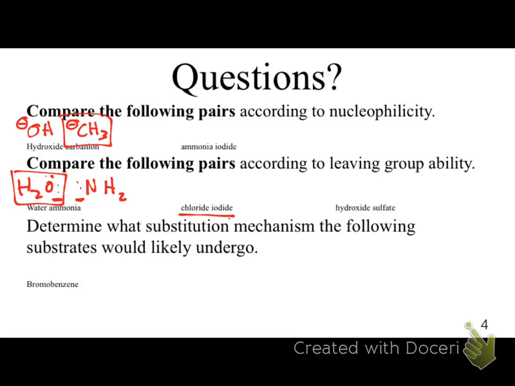I skipped over this one, the bromobenzene, as far as which substitution mechanism. So let's go ahead and take a look at that now that we've got a little bit more time. So bromobenzene, this is the structure of benzene. If we add a bromine to that, we'd have bromobenzene. Okay, what kind of halide do we have? What kind of substrate?